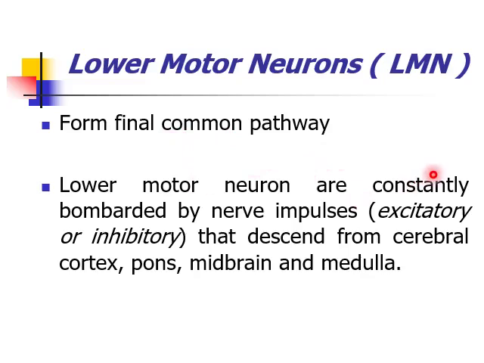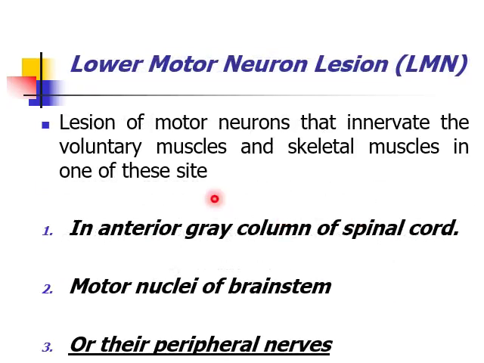The lower motor neurons are constantly bombarded by nerve impulses, either excitatory or inhibitory, through the pyramidal or extrapyramidal system that descends from the cerebral cortex, pons, midbrain, and medulla. Lesions of motor neurons innervating the voluntary muscles or skeletal muscle at one of these sites constitute what we call the lower motor neuron lesion.